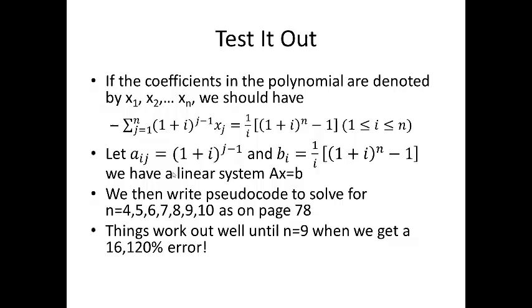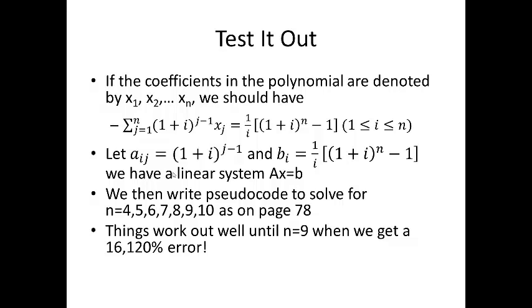as shown on page 78, and things go pretty well for us until n equals 9, where the results give us a 16,120% error. That's a bit ugly. The coefficient matrix for this linear system is an example of something called an ill-conditioned matrix. And this one in particular is the Vandermonde matrix. This is a particularly nasty problem to solve, and this accounts for the fact that it can't be solved accurately using naive Gaussian elimination.